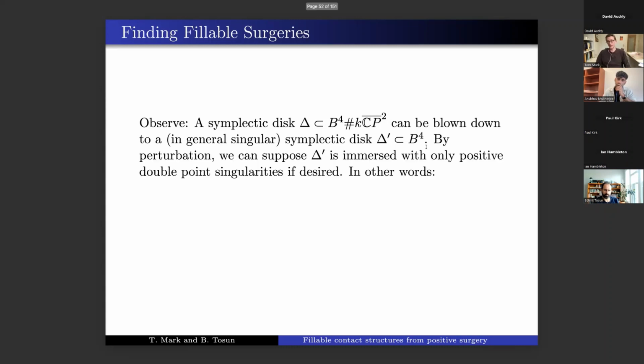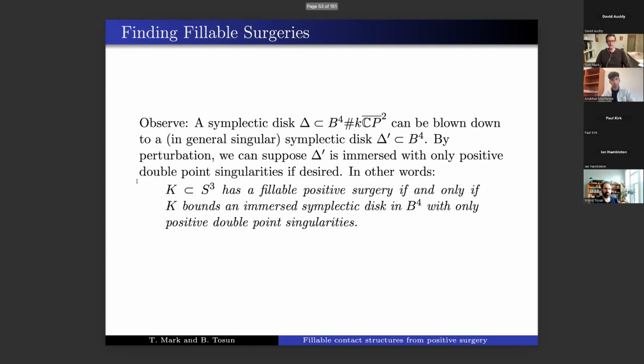It's still bounding your knot. In fact, if you want, you can perturb everything so that that blown down disk is immersed and it just has double point singularities, and you can force them all to be positive double points. So another way to say the main result for the case of a knot in the 3-sphere is that you have a fillable positive surgery if and only if it bounds some immersed symplectic disk in the 4-ball that has only positive double point singularities.